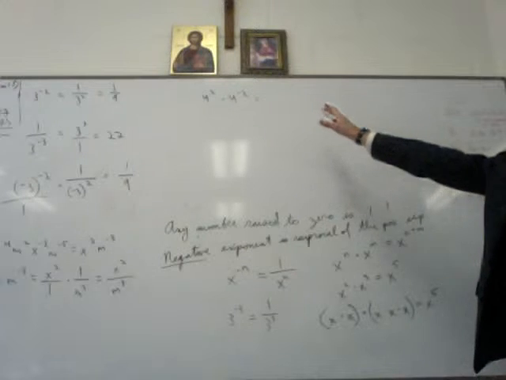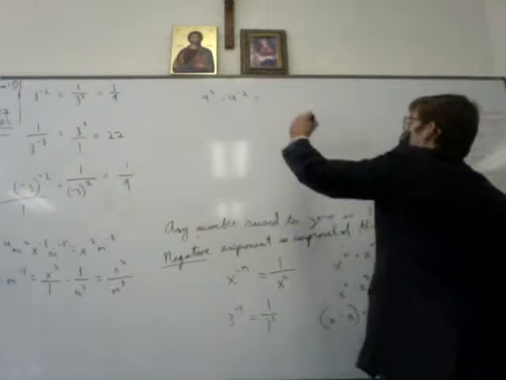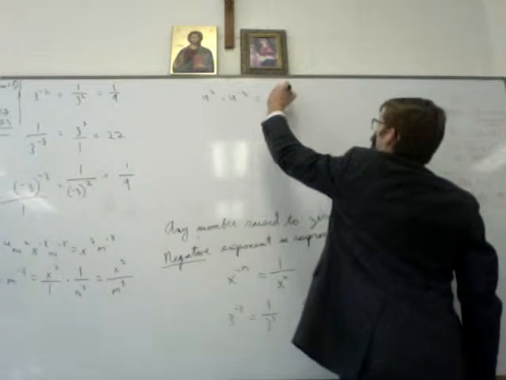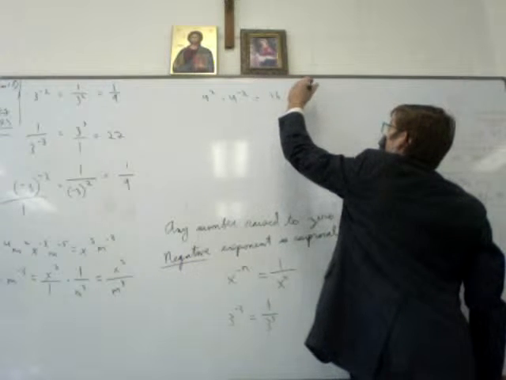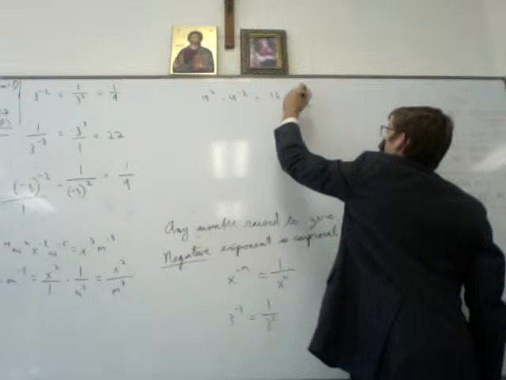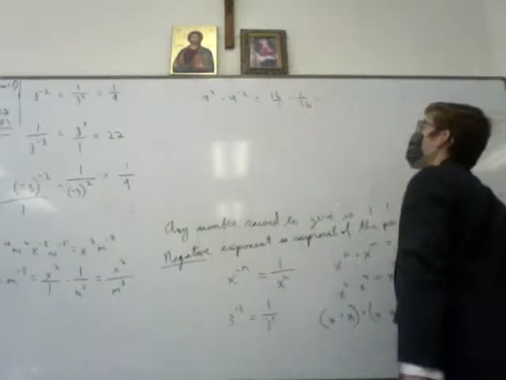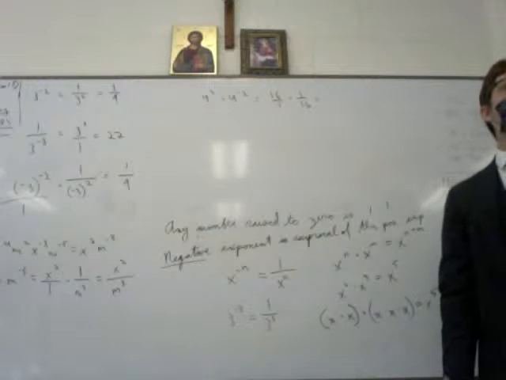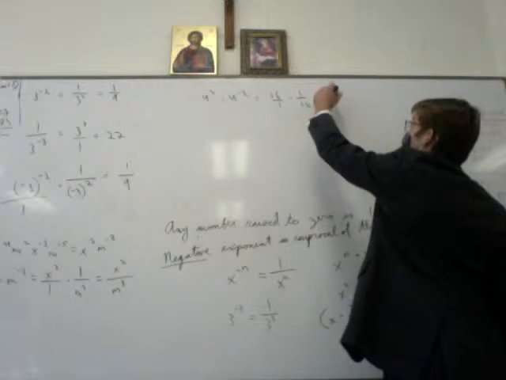So what's 4 squared? 16. And what's 4 to the negative 2? 1 over 16. Remember 16, we write 16 over 1. Okay, what's 16 over 1 times 1 over 16? 1, because the 16s cancel out.